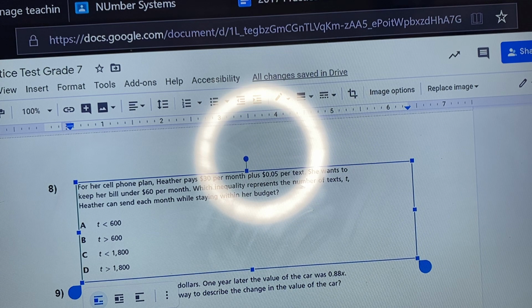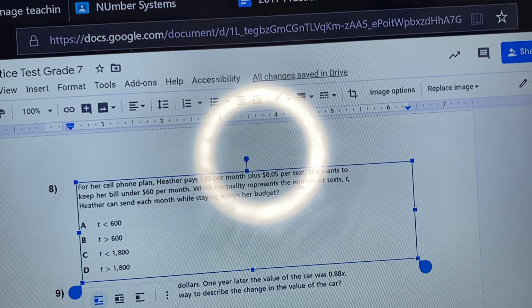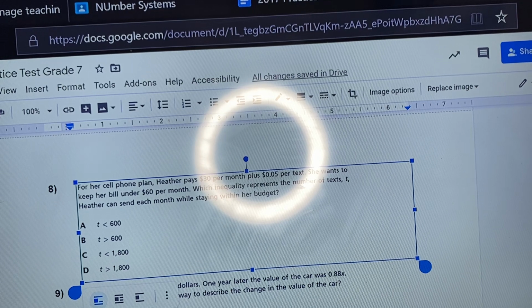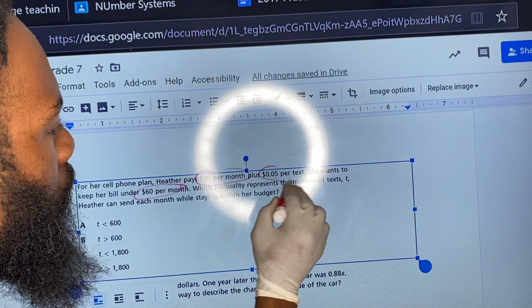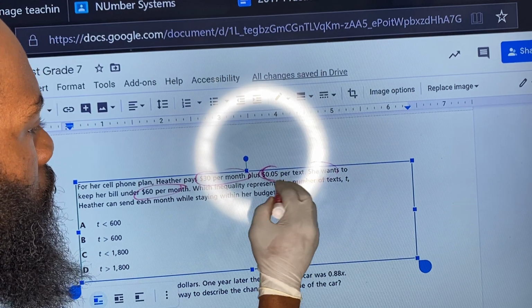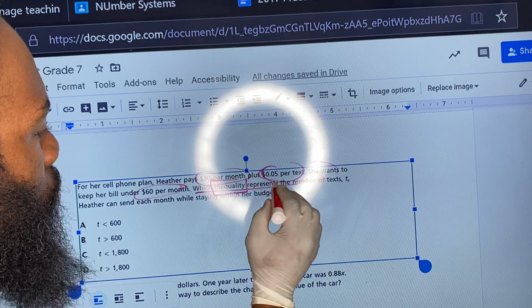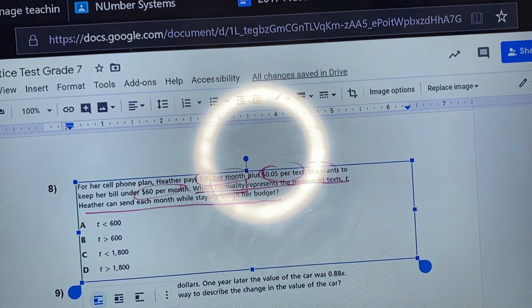For her cell phone plan, Heather pays $30 per month plus 5 cents per text. She wants to keep her bill under $60 per month. That's our goal. That's a month. Which inequality, okay, action word, represents the number of texts Heather can send each month while staying on her budget.